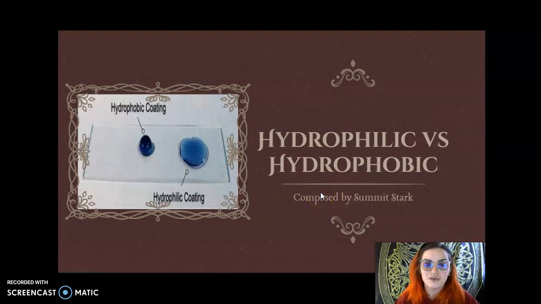Hydrophilic versus hydrophobic molecules. This is something that's often used to describe how a molecule interacts with water. And over here you can see on the screen, the hydrophobic coating creates a literal ball, essentially, because it's been coated, which is causing the whole entire molecular structure to create that sphere, versus the hydrophilic coating, which is spreading out. It is trying to absorb.